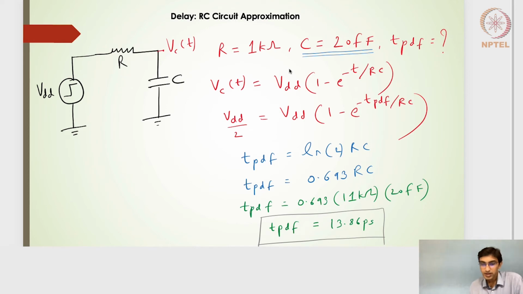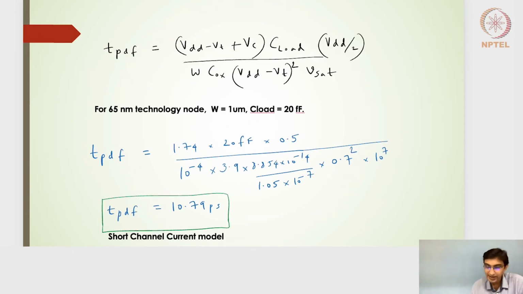So up till now, what we had seen was the long channel current model and then the short channel current model, giving propagation delay falling values. The short channel model gave 10.79 picoseconds, and the long channel current model gave us a value of somewhere around 7.72 picoseconds.